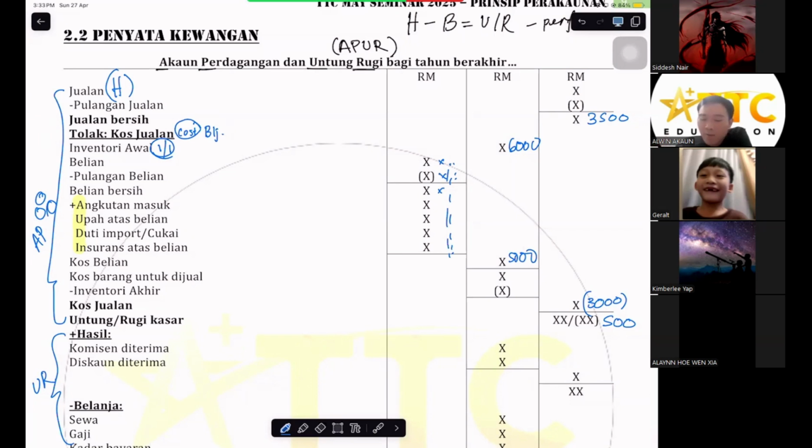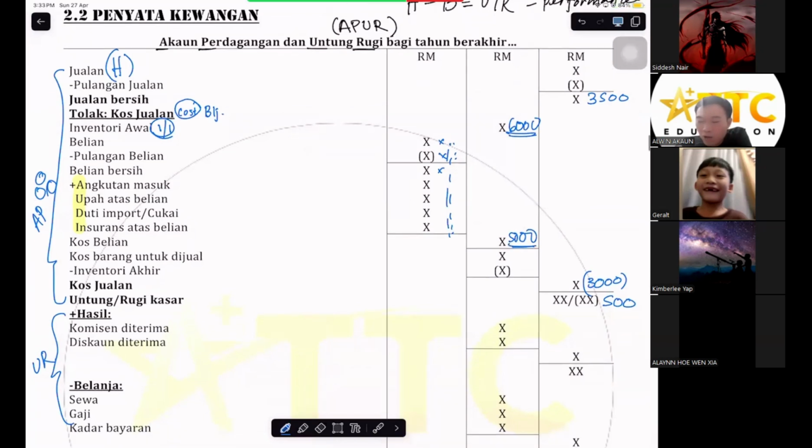So at the end of the day, the ones that are existing in my warehouse and the ones that I buy, I got a total of 11,000. So meaning to say I got 11,000 units of stuff, all valued at the cost of 1 ringgit. So this is the cost barang untuk dijual. Meaning how many barang for you to sell during the year and what is the cost. Therefore, cost barang untuk dijual.